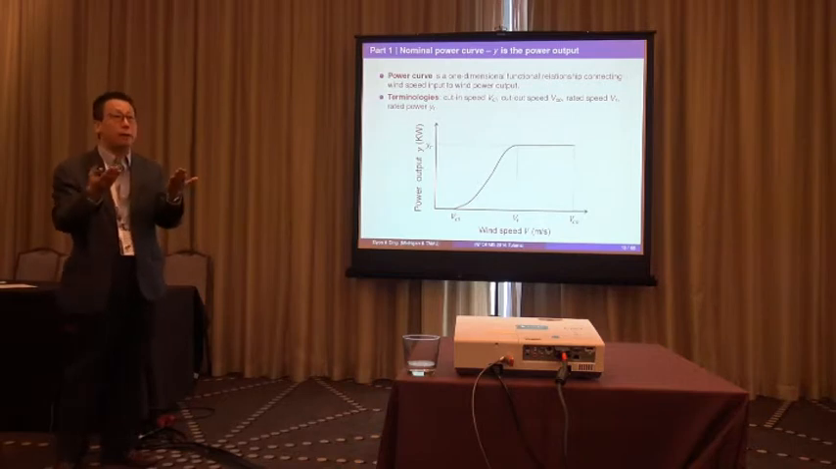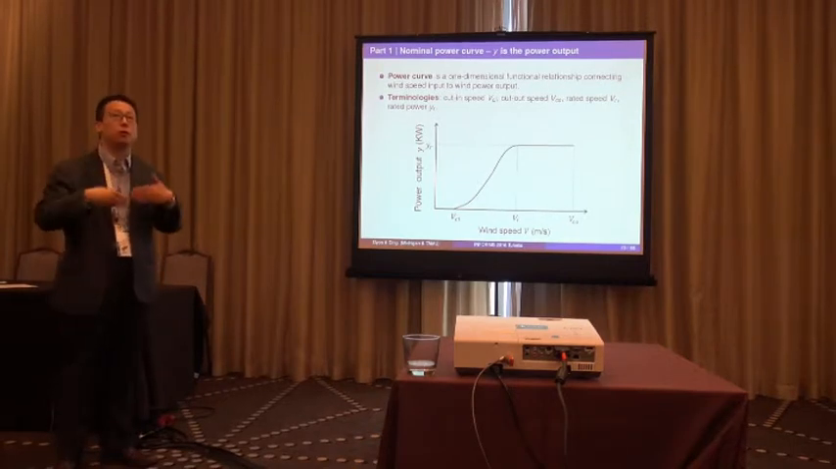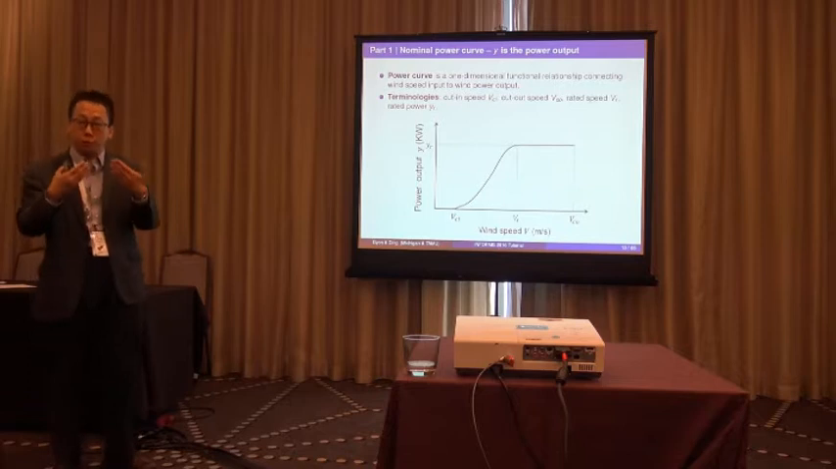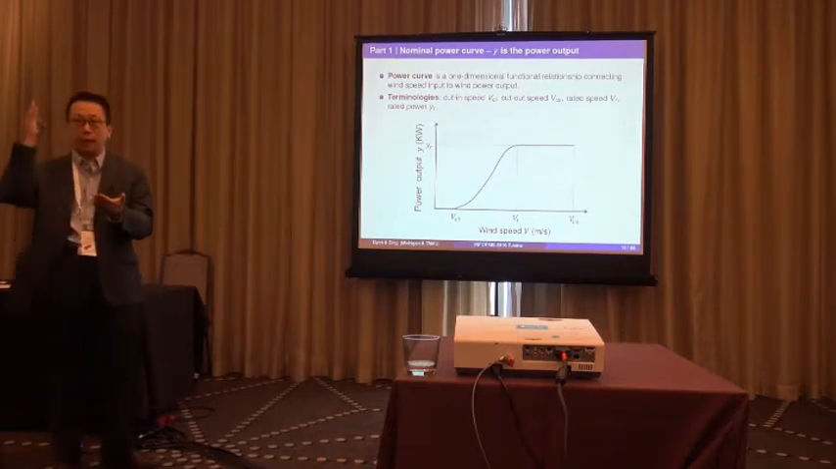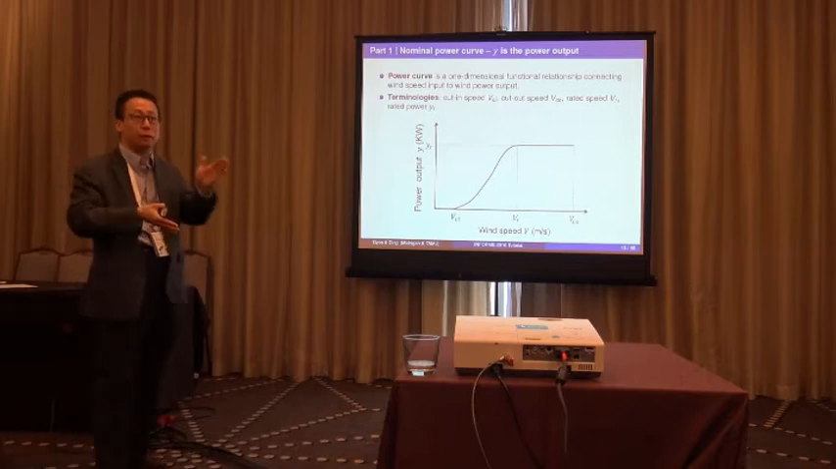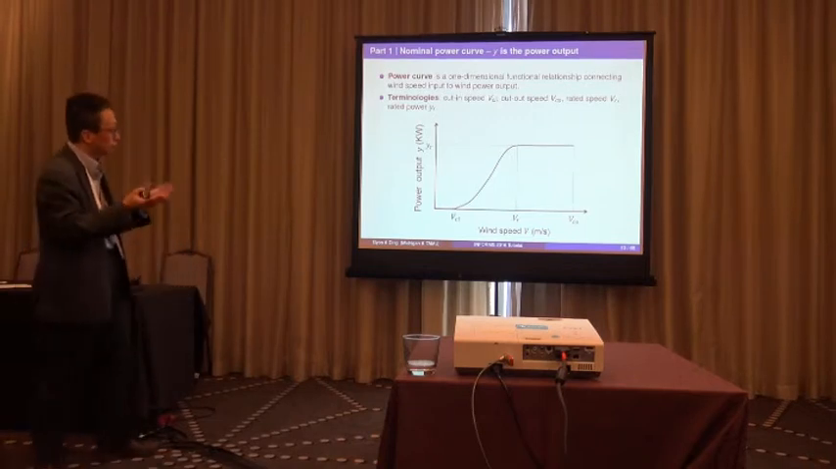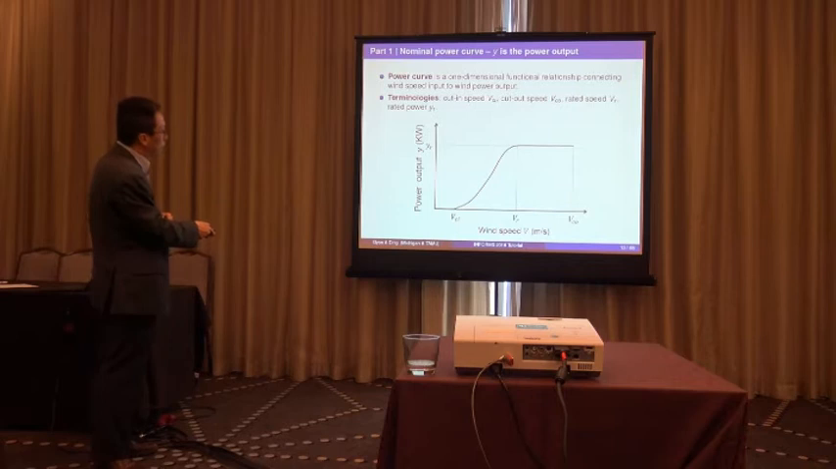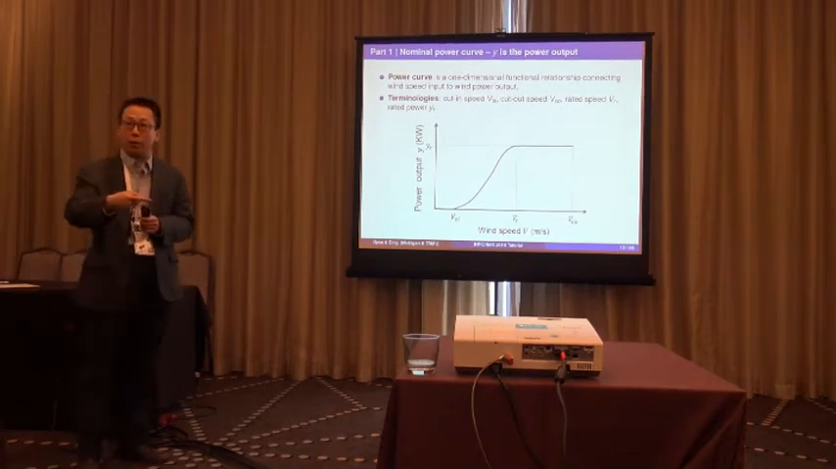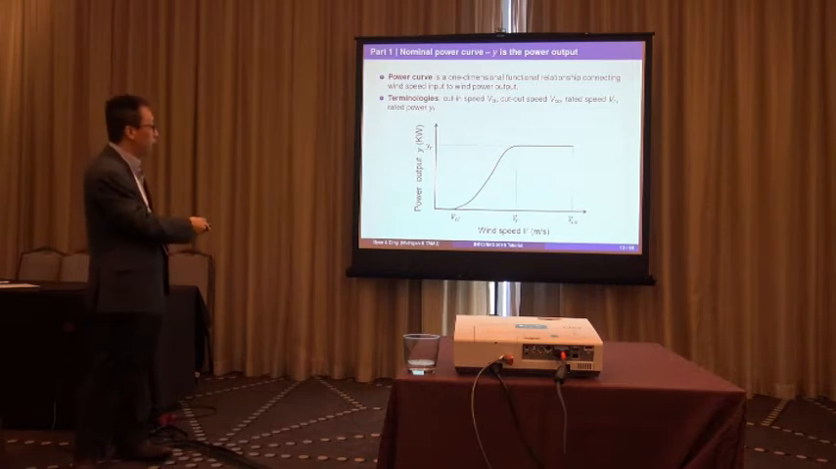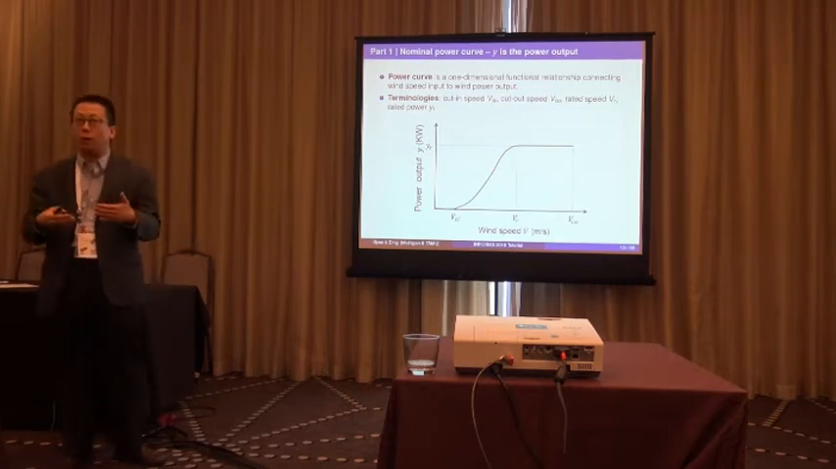And beyond that, people believe if you're still operating the wind turbine, there's a good chance your wind turbine could be damaged. So they apply a mechanical brake and stop the wind turbine at that speed. It's called cut-off. And then when the wind starts blowing harder, the wind turbine generates more and more power, until it reaches V_R, which is called rated wind speed.